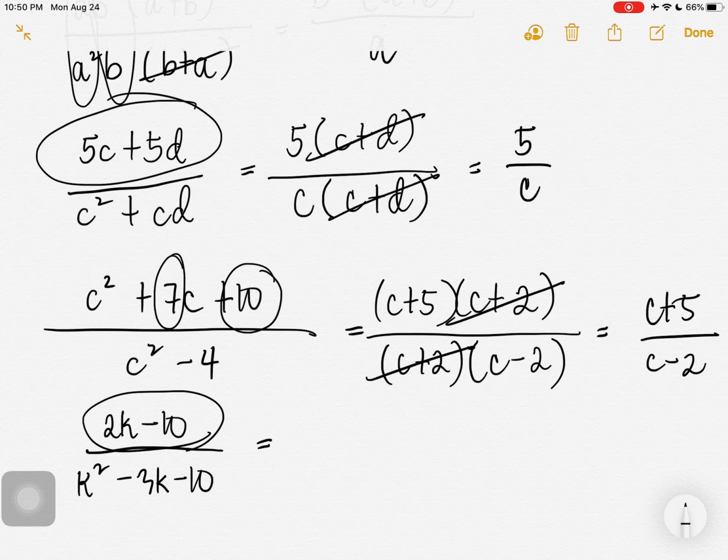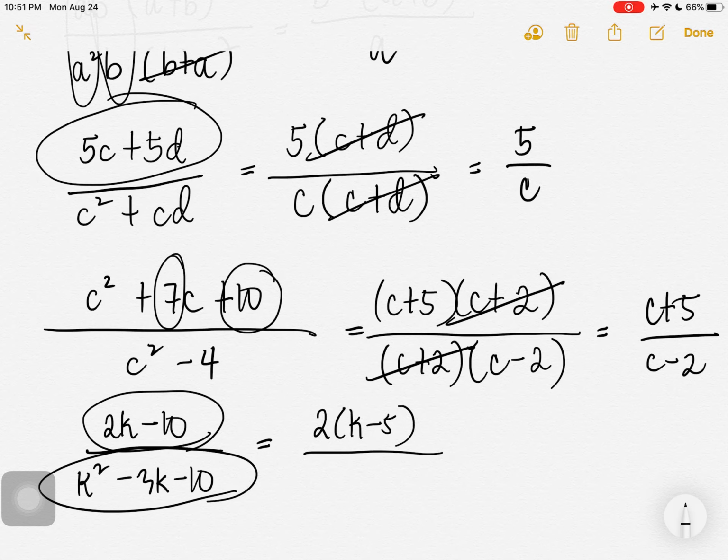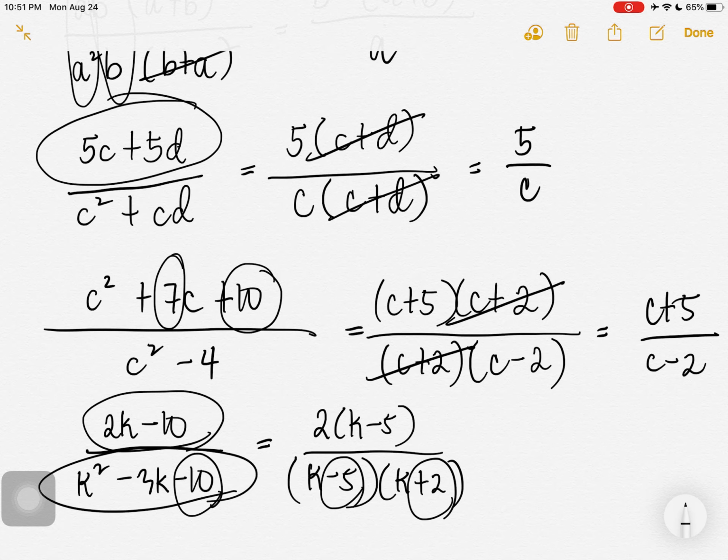So you can rewrite your numerator as 2 multiplied by (k minus 5) and your denominator as (k minus 5) multiplied by (k plus 2). So again, negative 5 times 2 is negative 10 and negative 5 plus 2 is negative 3. We can cancel out k minus 5. So the final answer here is 2 over k plus 2.